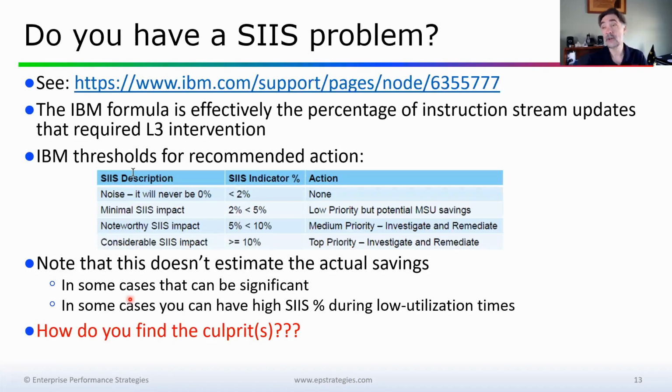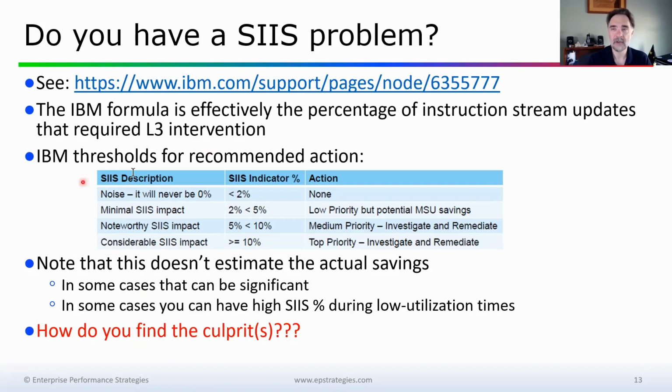So the question is, do you have a SIS problem? And if so, can it be quantified, right? IBM came out with this paper, I forget when now, it was a couple of years ago, and basically came up with a formula that is effectively the percentage of instruction stream updates that required L3 intervention. And what this basically is, is an indicator of that SIS, that store into instruction stream happening.